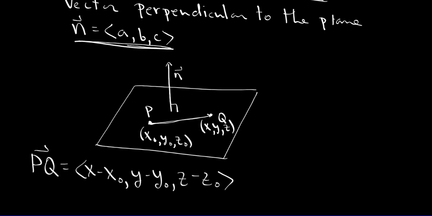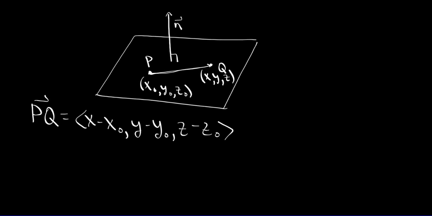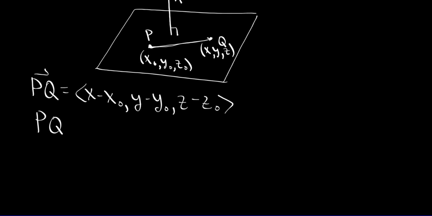We know that since this normal vector makes a 90 degree angle with the plane, it is also orthogonal to the vector PQ. In other words, if you dot PQ with that normal vector, you're going to get 0. We know this because that's a property of dot products: if you dot orthogonal vectors, you get 0. So let's go ahead and actually do the work here.